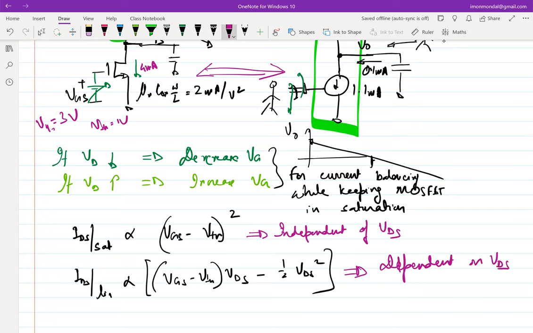this is dependent on VDS, which means that if VDS changes and I need to balance out the current, then the only region of operation that is possible is the linear region. Does that make sense? This is extremely crucial because half of analog circuit is based on this, that you cannot drive one current source with another, and if it happens, then you have to tweak something.